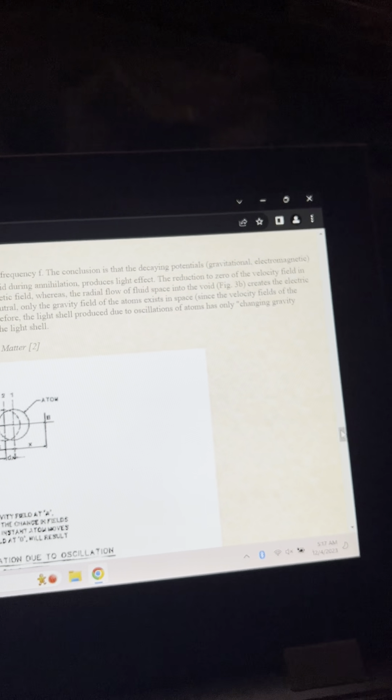Okay, because there's many books, right? So he's referencing Beyond Matter. Okay, let's see what this says.